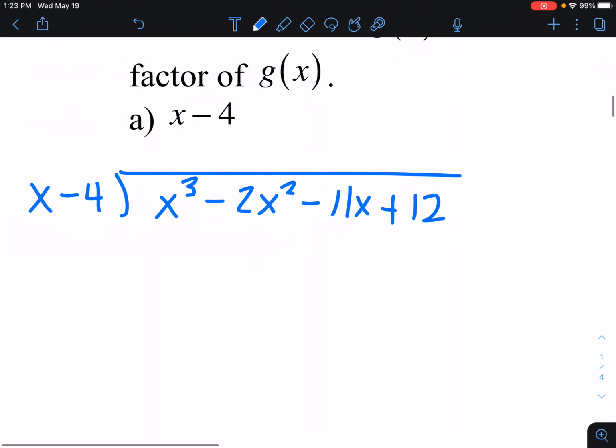All right, so we're going to start off with first term divided by first term. So x to the third divided by x is x squared. Put it at the top. And now we distribute. x squared times x is x to the third.